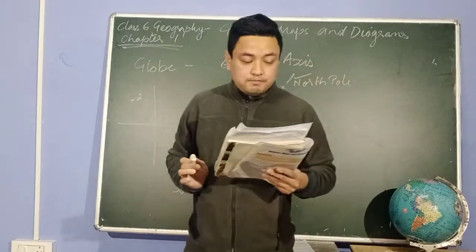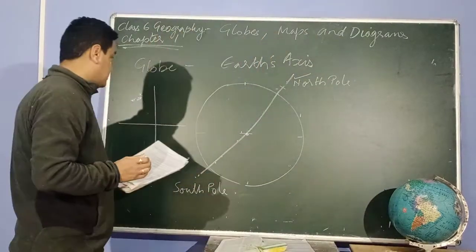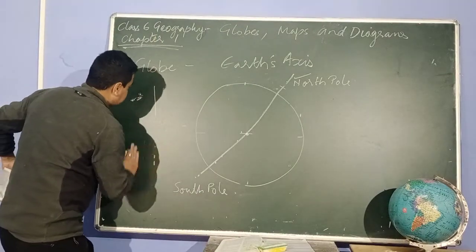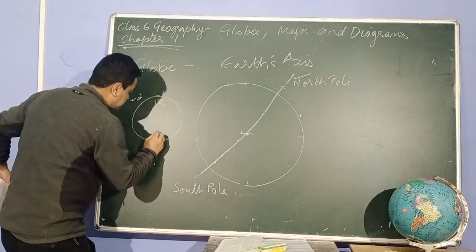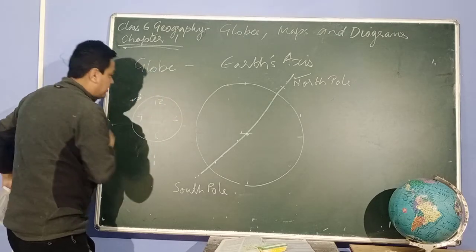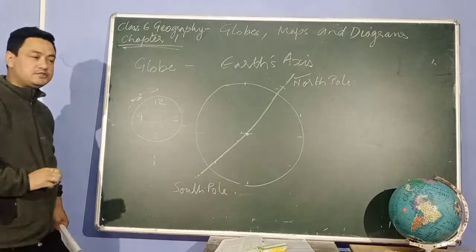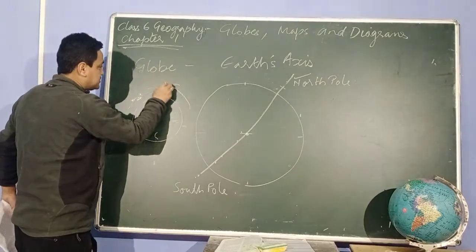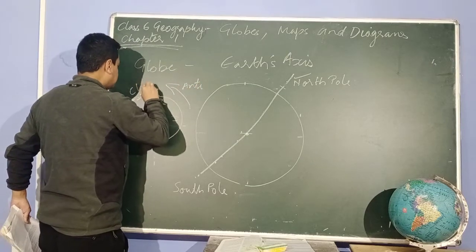From above the North Pole, the Earth appears to rotate in anti-clockwise direction. Now, what is clockwise and anti-clockwise? Now you have seen a clock. This is 12, this is 6, this is 3, this is 9. The clock rotates this way. This is clockwise direction. This is anti-clockwise direction.